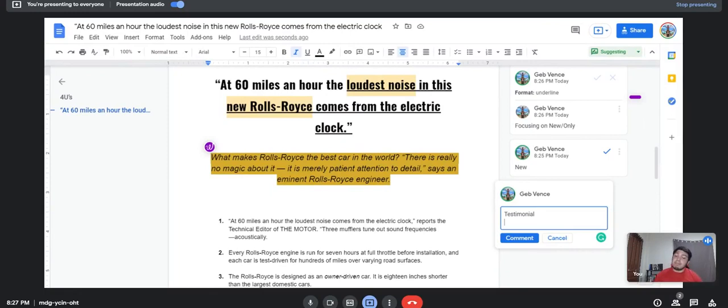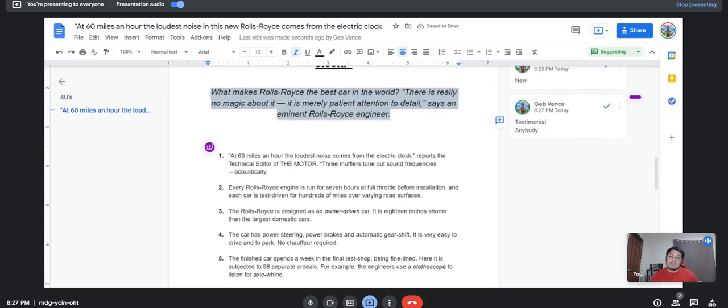It is merely patient attention to detail. So, ibig sabihin, it's simple. Okay? So, anybody can use it. So, tina-target din niya yung anybody. So, if you can afford a Rolls-Royce, next. So, ito na yung parts ads.